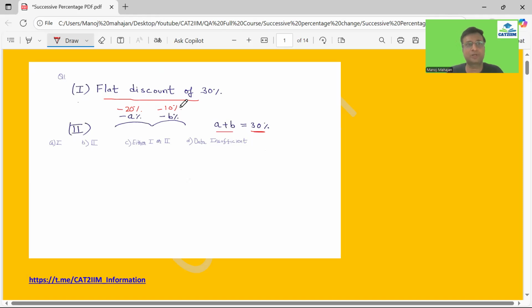So over here, we are going to look at the flat discount of 30%. The reason being, when we go for successive discounts of A% and, let's say, B%, what is the net discount we are going to get? Let's use the result we did in successive percentage change part 1: A plus B plus AB by 100.